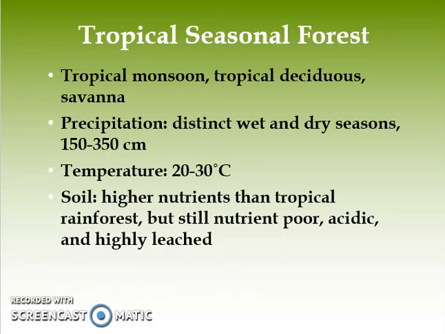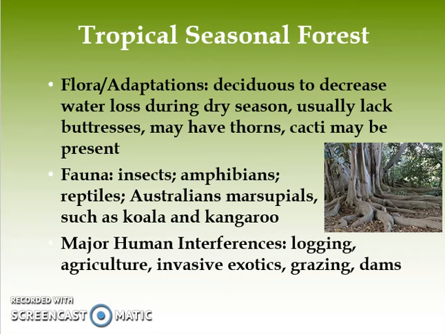Higher nutrient soil, higher than the tropical rainforest because there's less plants and there's a lot of decomposition of grasses and stuff. Slightly acidic soil, and highly leached again because there's quite a bit of rain. Still, the savanna has deciduous trees. In the savanna areas, a lot of times the elephants are knocking down the trees, so there's not a lot of them. Lots of insects, amphibians, reptiles. In Australia, this is where you're going to find your koala and stuff.